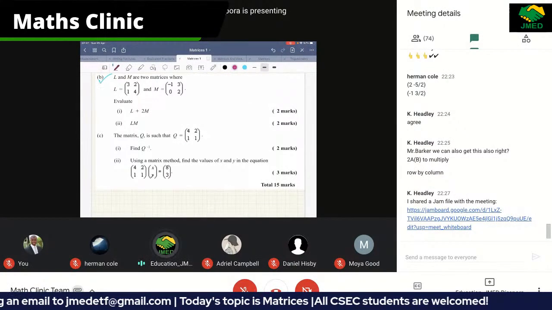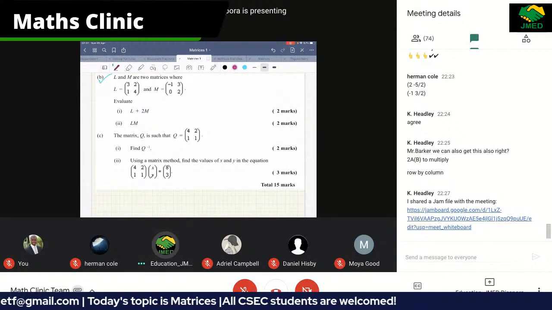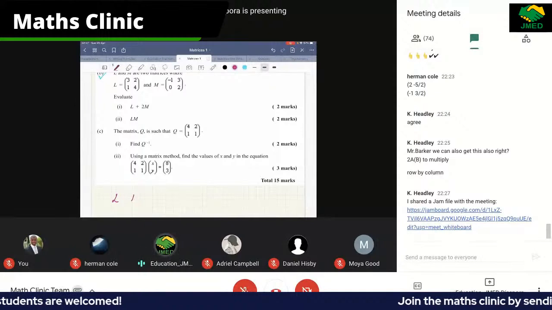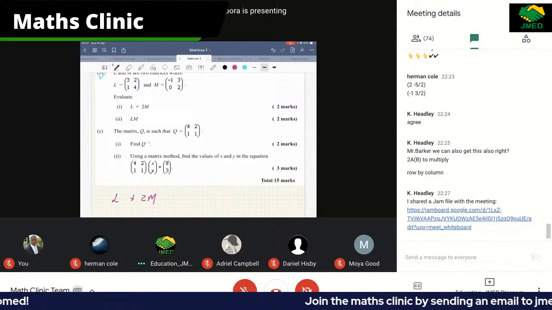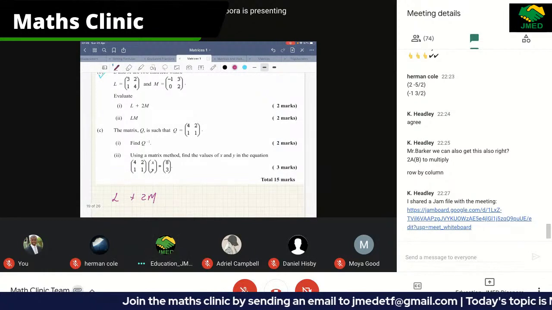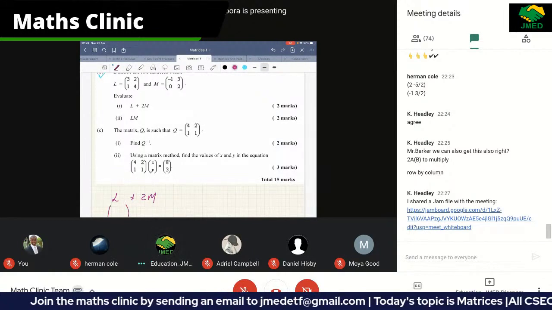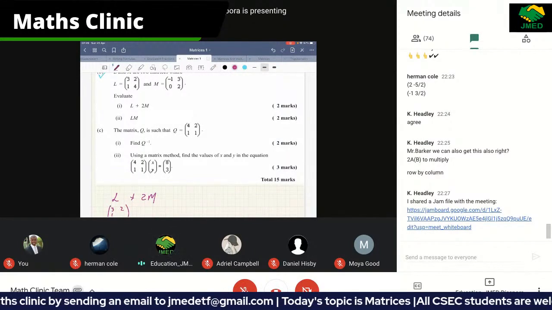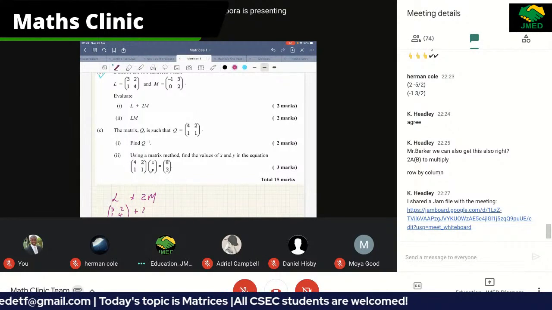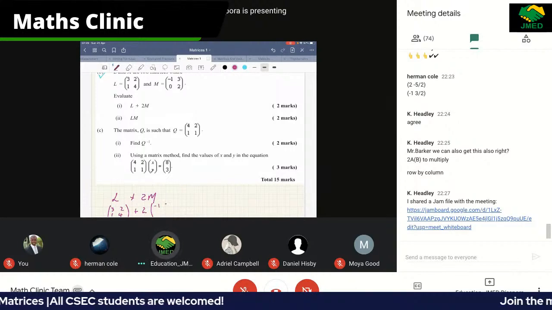This part of the question, part A or part B, asks us to find L plus 2M. Now, L is a 2 by 2 matrix, 3, 2, 1, 4, plus 2 times M, which is negative 1, 3, 0, 2.